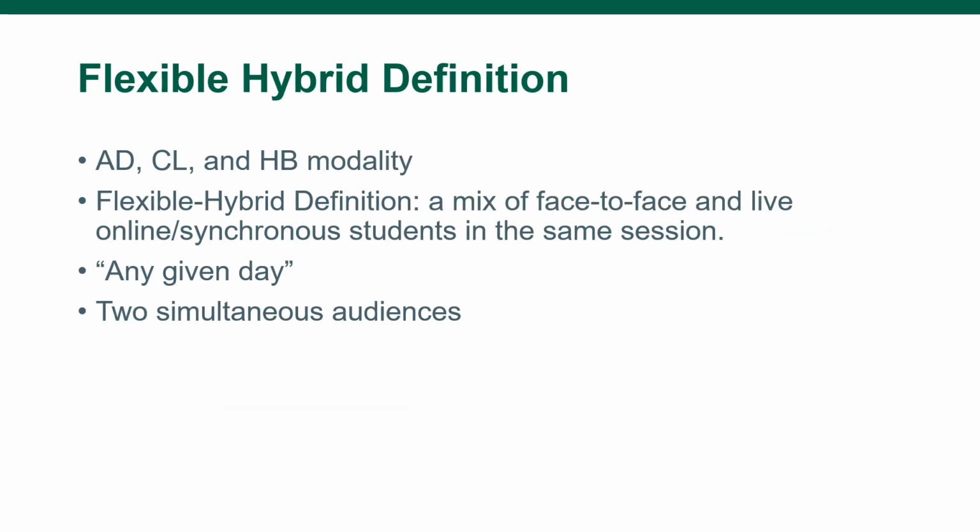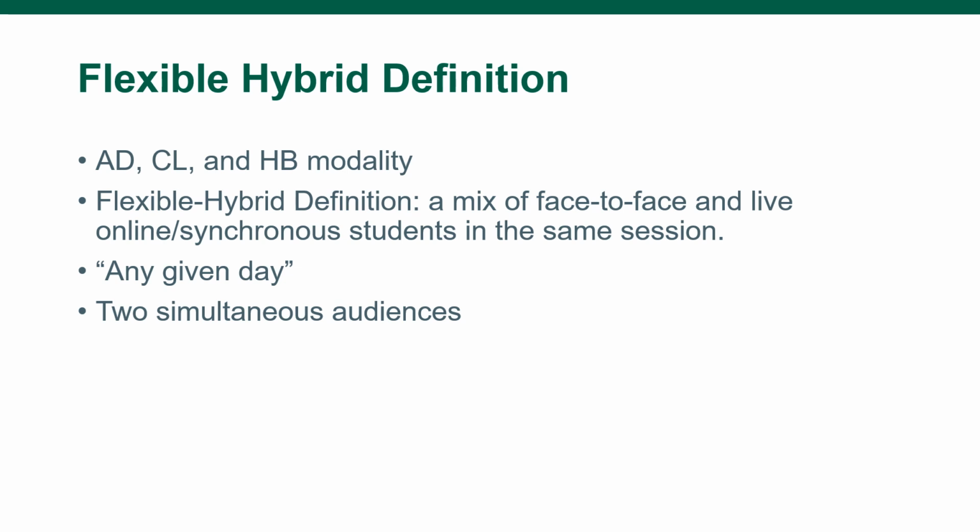First, let's make sure we're all talking about the same things. A flexible hybrid, in this case, refers to a mix of face-to-face and live or online synchronous students in the same session. So that really means teaching to two audiences at the same time, simultaneous synchronous audiences. There are three modalities on campus this fall. AD is all distance, CL is classroom, that's your regular standard face-to-face, and students are expected to come to every class session at a CL class.